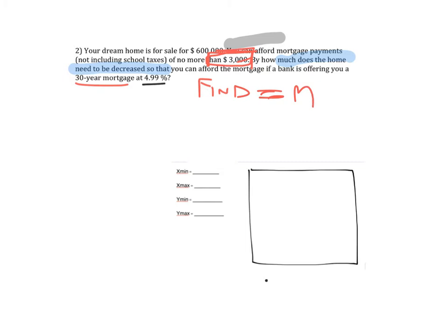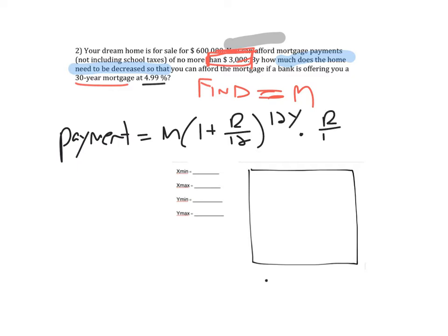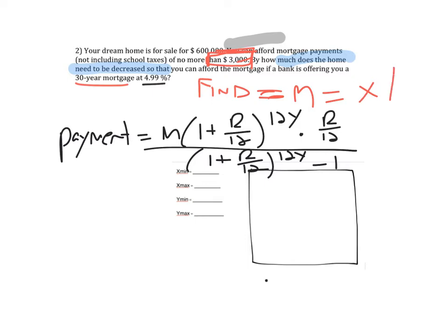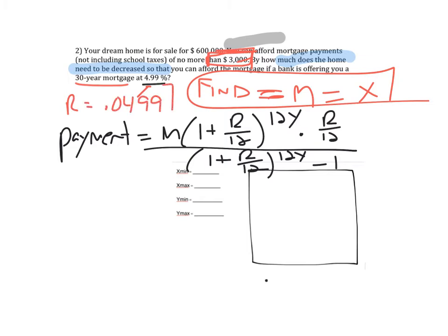So here I'm going to have the monthly payment. That's equal to the M times 1 plus R over 12 to the 12y power times R over 12 all over the 1 plus R over 12 to the 12y power, take away 1. Here my M is going to be my X. So my interest rate R is 4.99%, so R is 0.0499. Here for a house, they're telling us that we're having a 30-year mortgage, so I'm going to plug in Y is equal to 30. And here the monthly payment, we want it to be no more than $3,000.